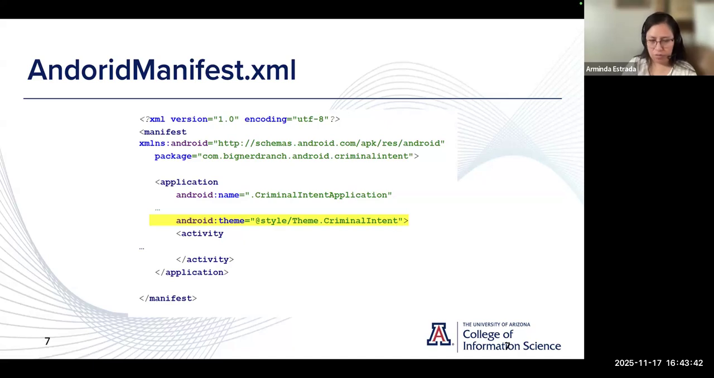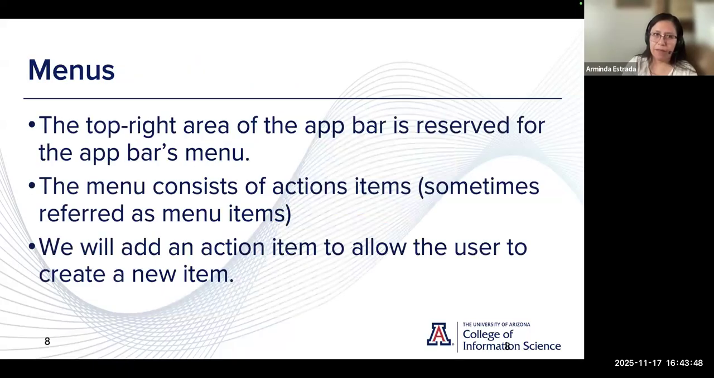Mine had it, so yours probably has it too. But if not, make sure that it does display your manifest. So the menu. The top right area of the app bar is reserved for the app bar's menu. And this menu consists of action items, sometimes referred to as menu items.